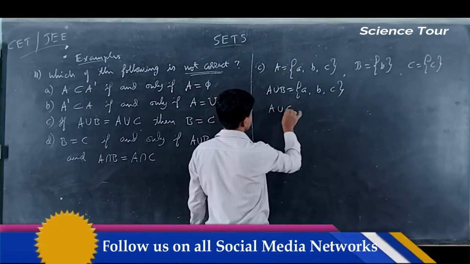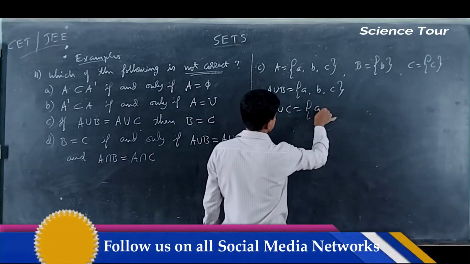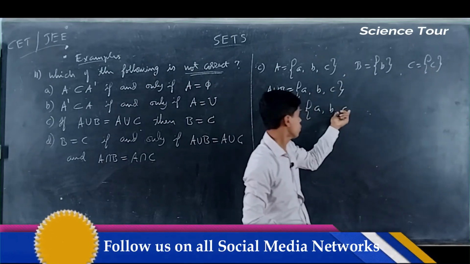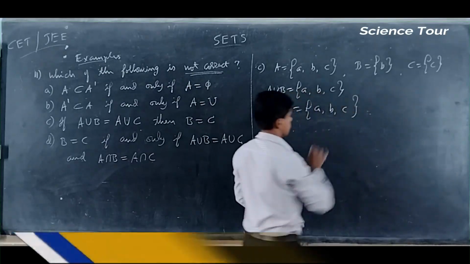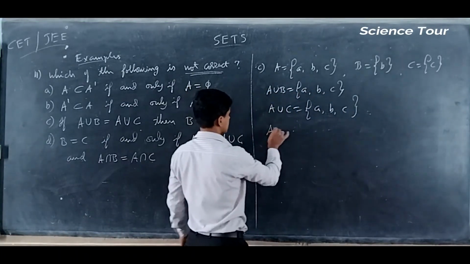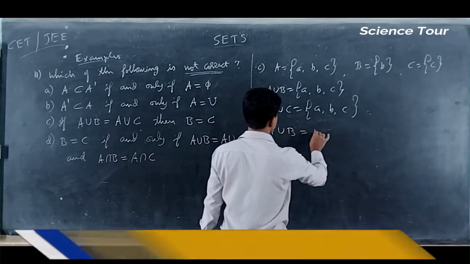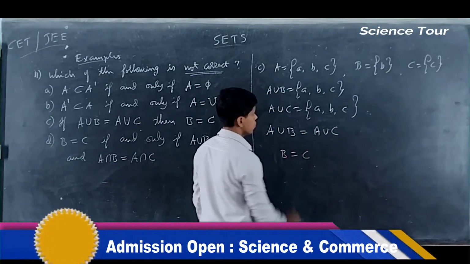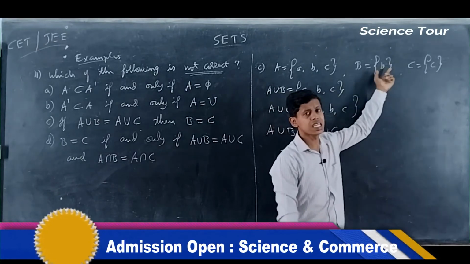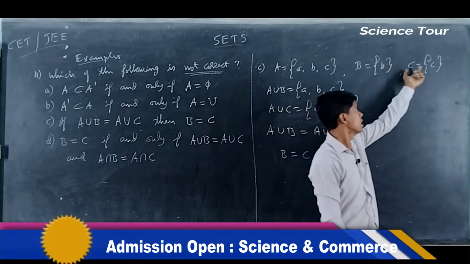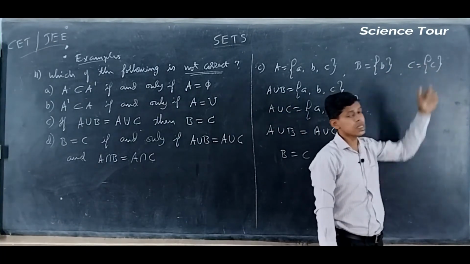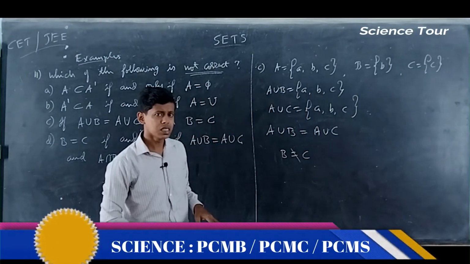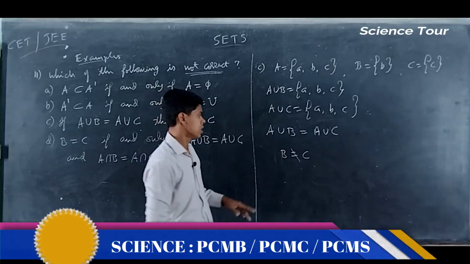And what is A union C? A union C is {a, b, c} and that c again, so you don't repeat it. You stop there. Now are they equal? Yes, A union B is equal to A union C. Now do you say that B is equal to C? B is the set containing the element b, and C is the set containing the element c. They are not equal. You don't have the same elements there.